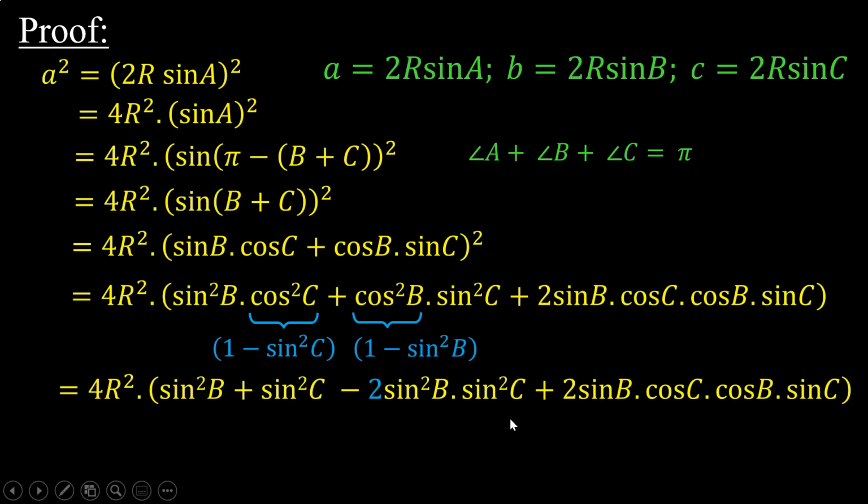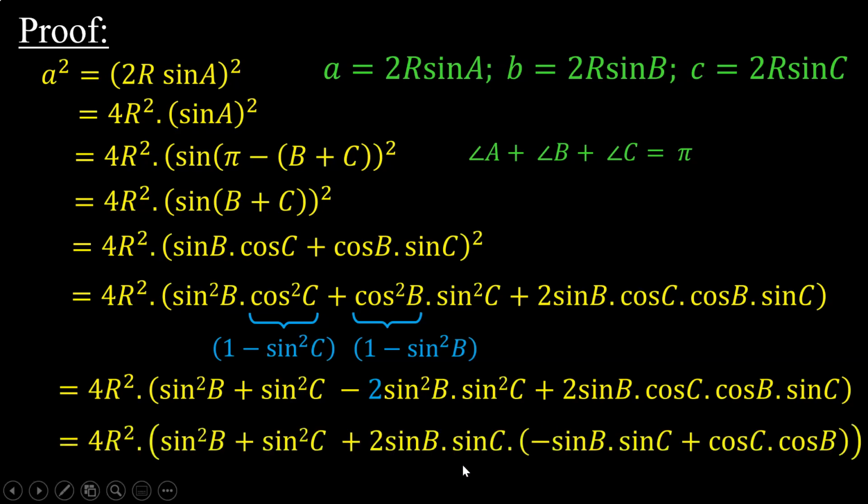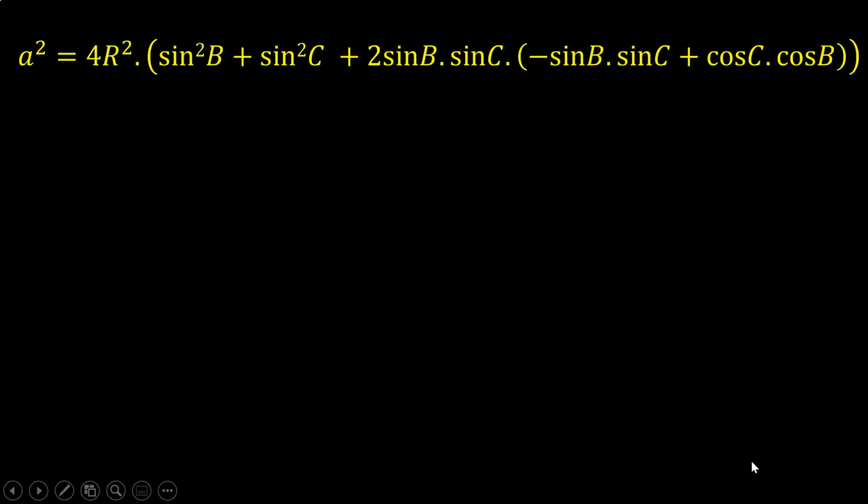Here you see 2 sin B sin C, 2 sin B sin C from these 2 terms. Now taking 2 sin B sin C common, what remains is minus sin B sin C, and here we have cos C cos B. Now you see cos B cos C minus sin B sin C. This is actually cos of (B plus C), right? This is the expansion for cos of (B plus C).